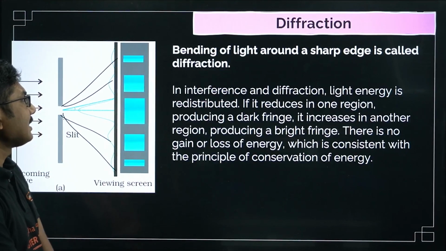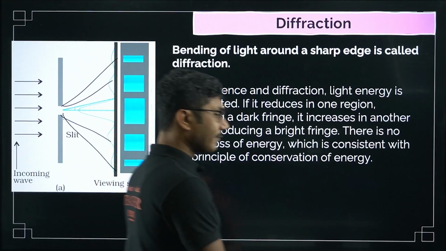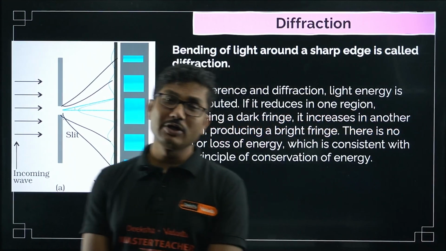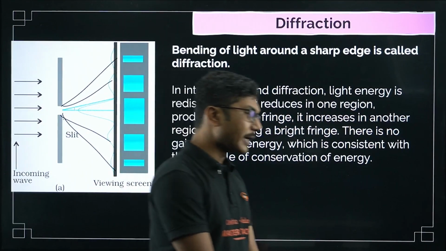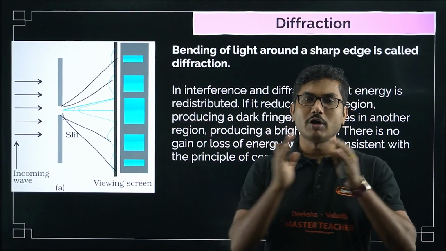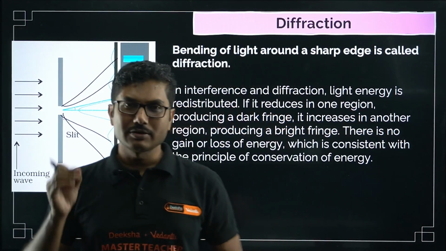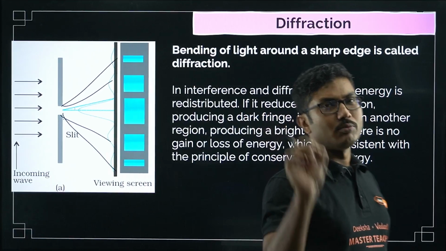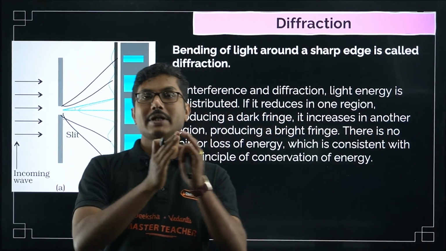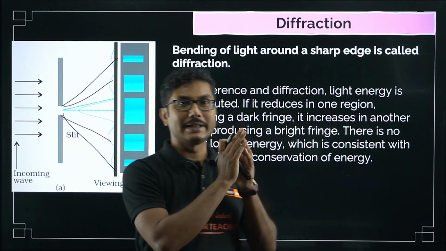So interference and diffraction: light energy is redistributed in both. What is the meaning of redistributed? If you see an interference pattern, you will get a bright area and a dark area consecutively. All the distances would be the same, the gap should be the same. That is called fringe width. Anyway, the fringe width formula exactly is not in the syllabus, but you should remember that interference patterns are equally distributed, equally bright and equally dark.